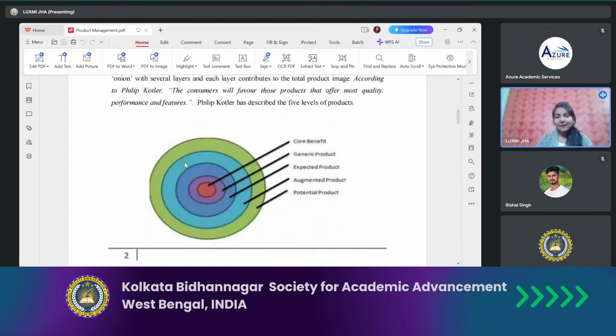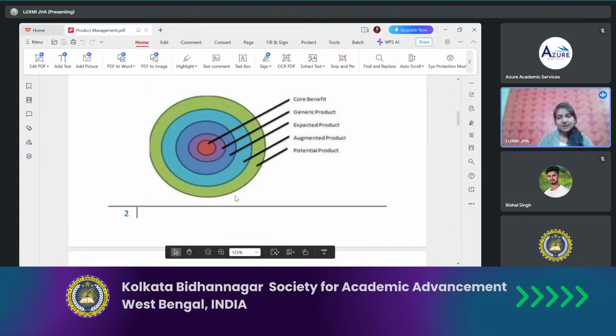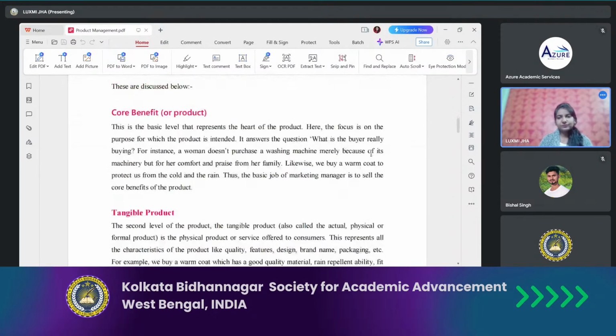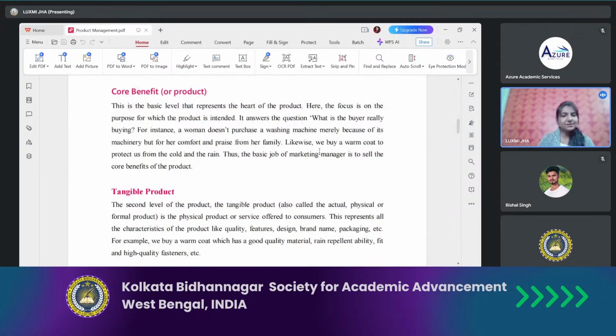Coming to the different layers, these are the five layers: core benefit, generic product, expected, augmented, and potential. We're going to discuss each layer now. Coming to the first one, that is the core benefit. As the term suggests, core indicates what?